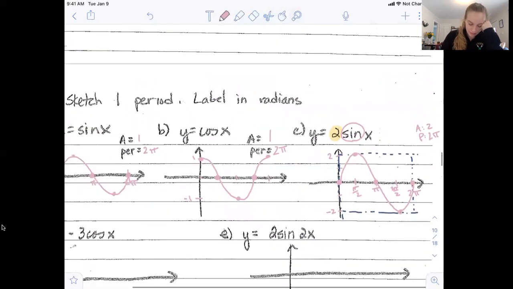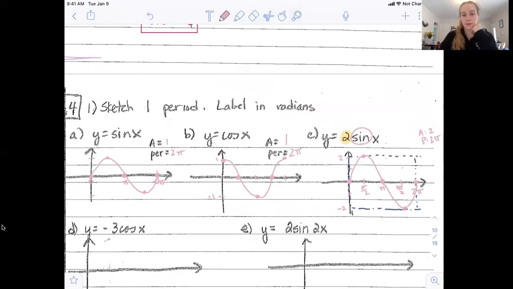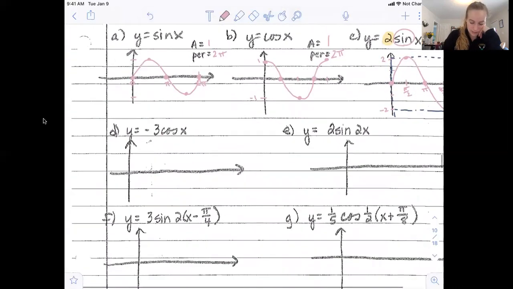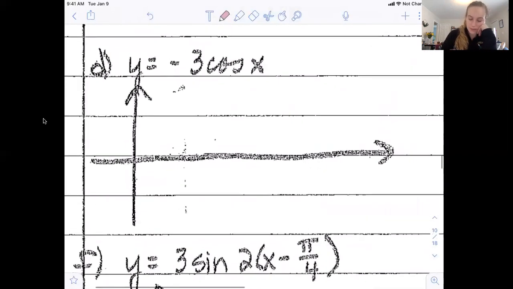So the only difference from this to the first one is it should just be a little bit taller. Okay, any questions? Pause and let me know. Next one, I'm going to cosine.